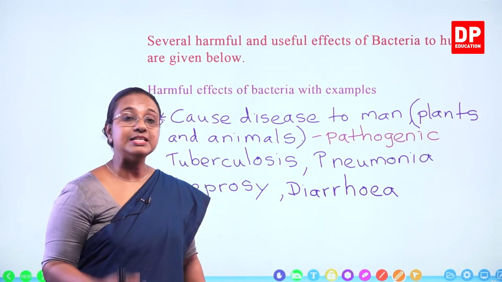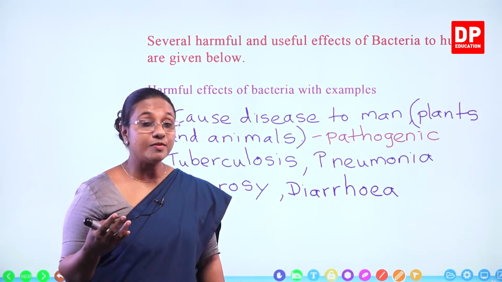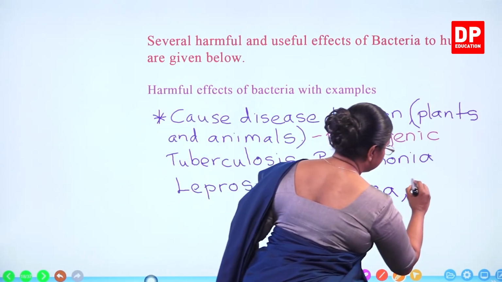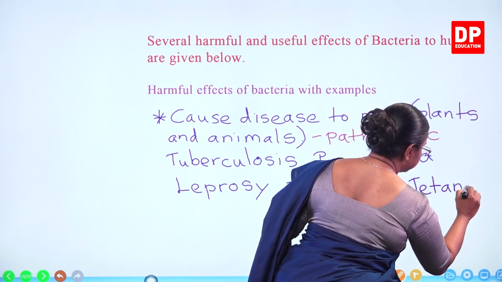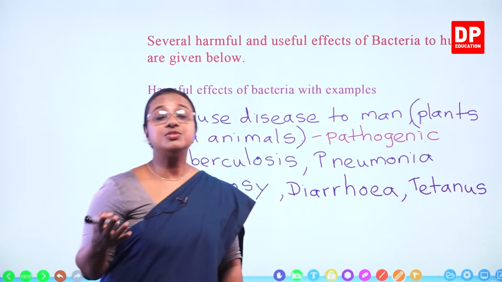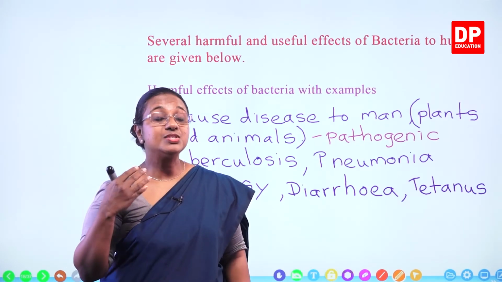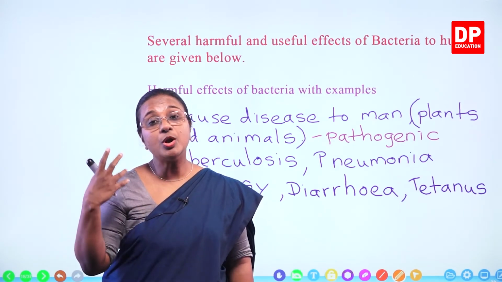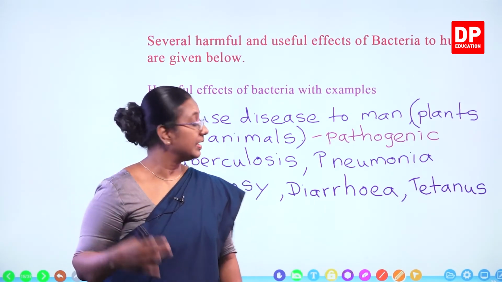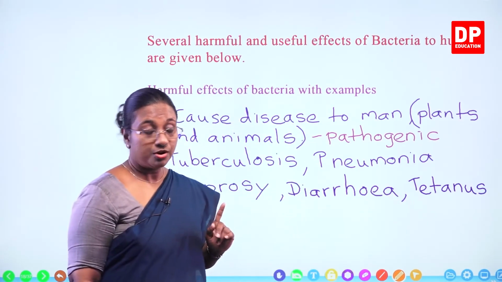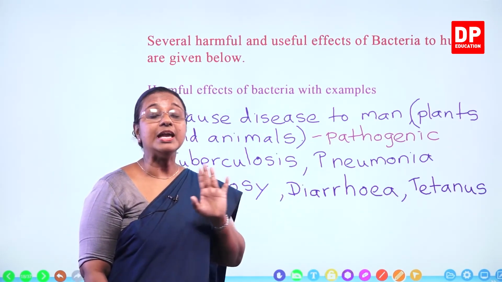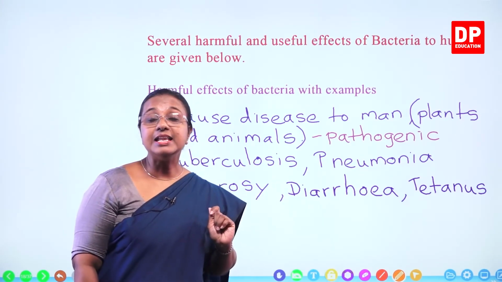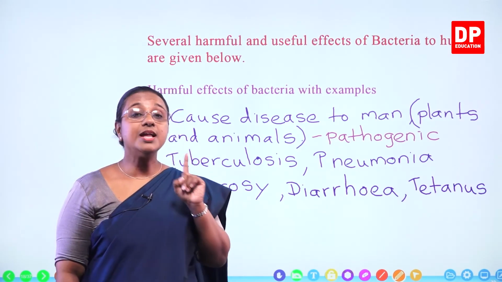Diarrhea is again a disease involved with the digestive system, caused by bacteria. Then there is tetanus. Tetanus is also known as lockjaw because when there is tetanus, the muscles become stiff. You will be unable to move your jaws or your muscles. So, because of that, we call it lockjaw. So, these are diseases caused by bacteria: tuberculosis, pneumonia, leprosy, diarrhea and tetanus. So, that is one harmful effect.